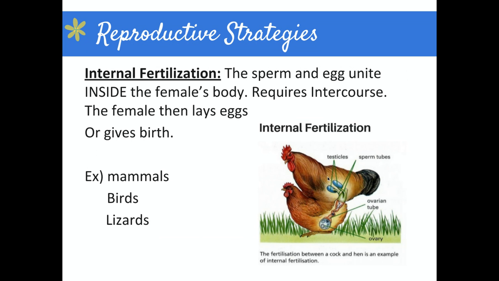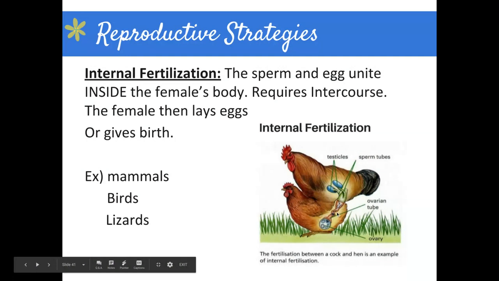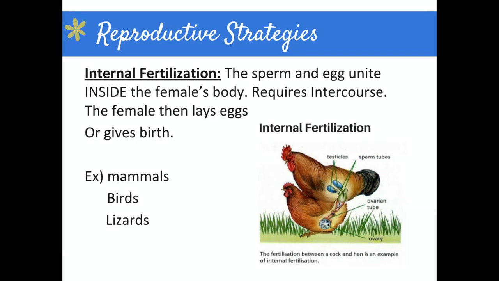We can see here the male sex organs of the male chicken, the testes. So sperm is made in these testes, and it travels from his body into the female chicken's body to fertilize her eggs inside of her body.